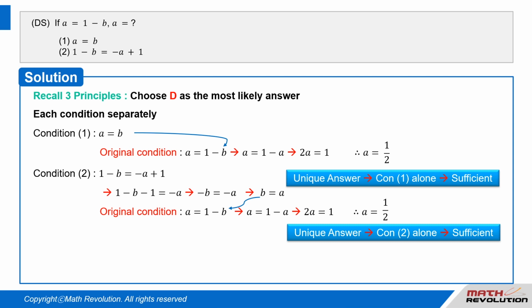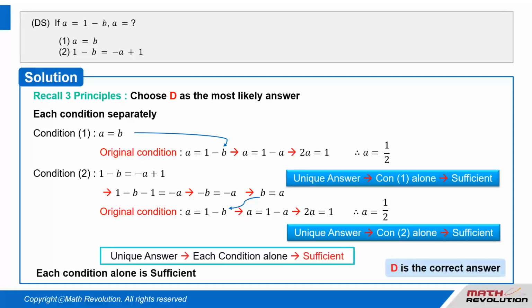There is no need to stress when preparing for the GMAT. After you learn the variable approach, you will never go back to the old way of solving these questions. Each condition alone is sufficient, so D is the correct answer. Answer D.